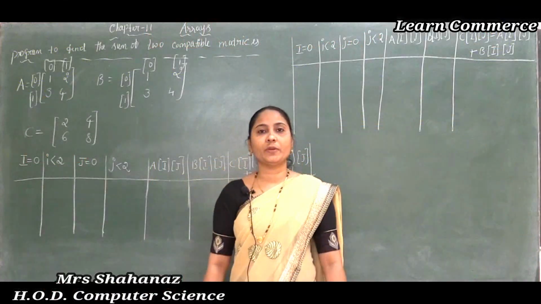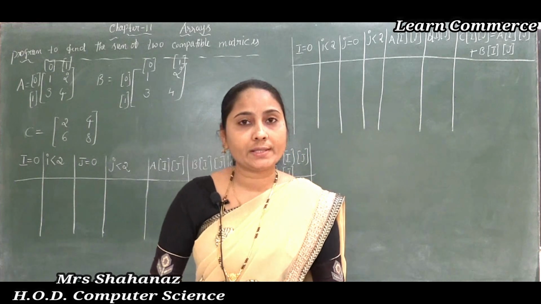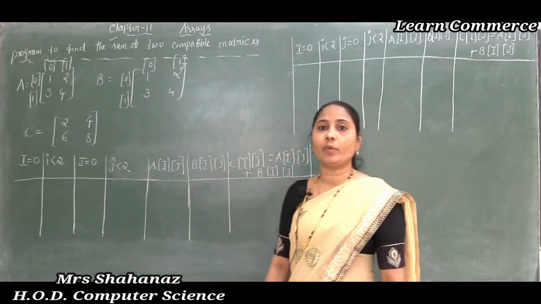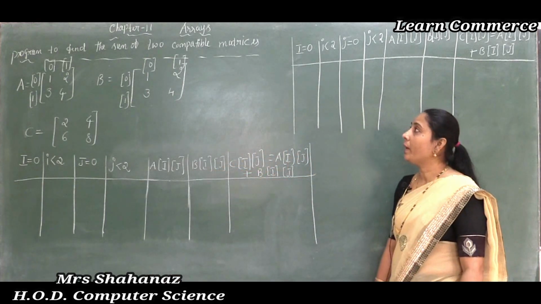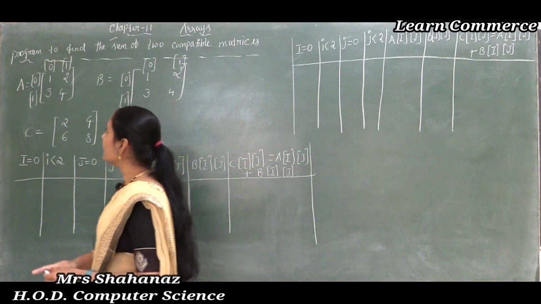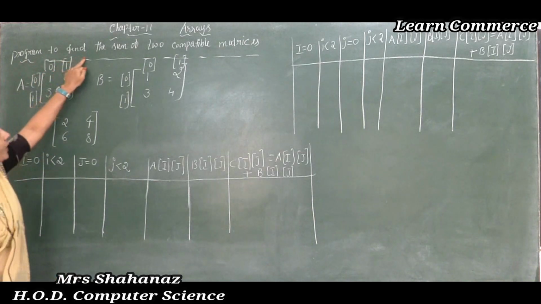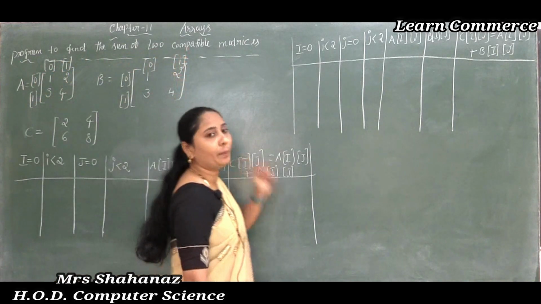Welcome to our first PU Computer Science online classes. Now, in today's class we are going to complete one important practical program from our chapter 11, arrays. Okay, now let's see the program. So what is the program question? The program to find the sum of two compatible matrices.